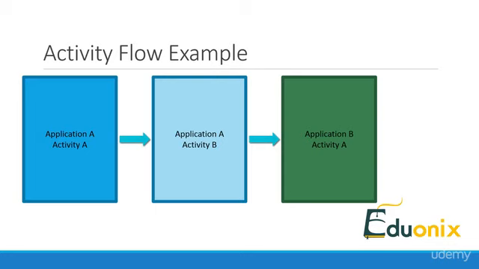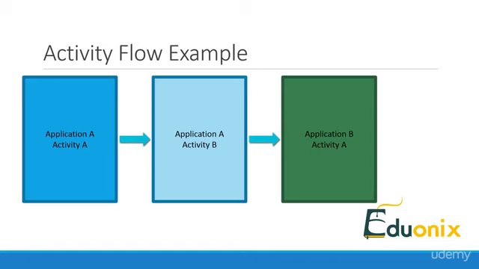In Activity A, there's an option to see more information about an item. When the user clicks the option, Activity B is open and shows more detailed information about that item. In Activity B, there is another option to send that detailed information via a third-party application. When the user clicks the Send button, we open a second application, Application B, with its main launch activity of Activity A. This is a simple flow of how we move from one activity to another.